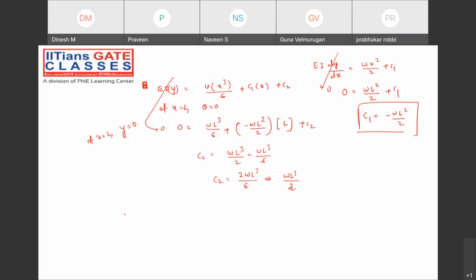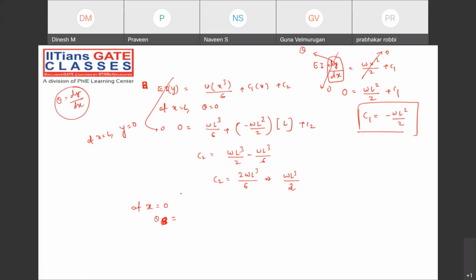Now put the value and get the answer. We need to calculate slope and deflection at x equal to 0 itself, at the point B itself. Then what is going to be the answer? Theta B will be at x equal to 0. At x equal to 0, then what you see, dy by dx is what? Theta. Some of you might be confused, sir, why dy by dx will be theta? Theta will be called as dy by dx. Slope.